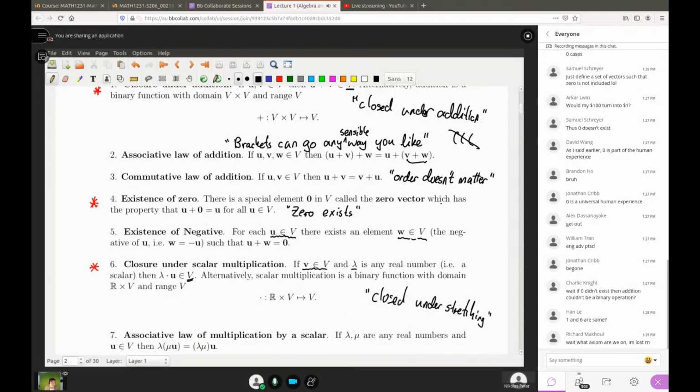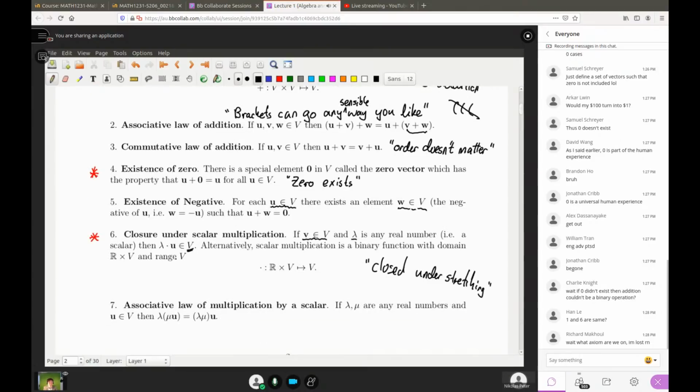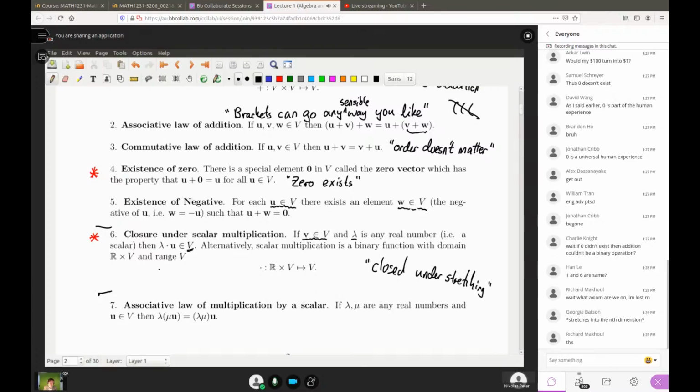Wait, which axiom are you on? I'm lost. Sorry, I keep going back and forth. We're still on 6. I'm just being asked if 6 is the same as 1. No troubles. Stretching into the nth dimension. Yep. This is the kind of stuff I want you to be thinking about.